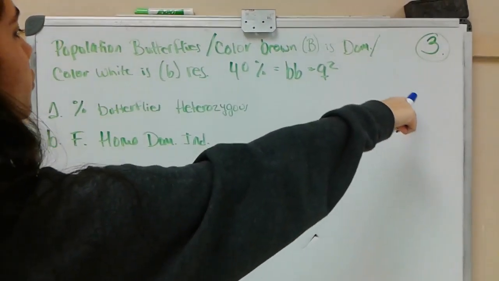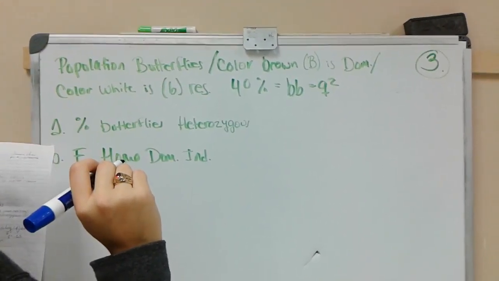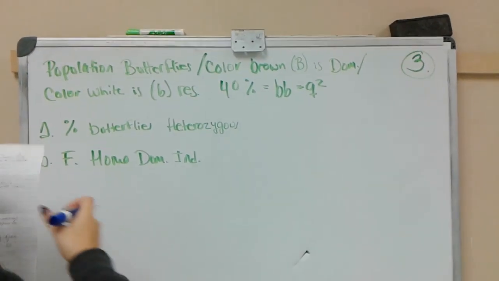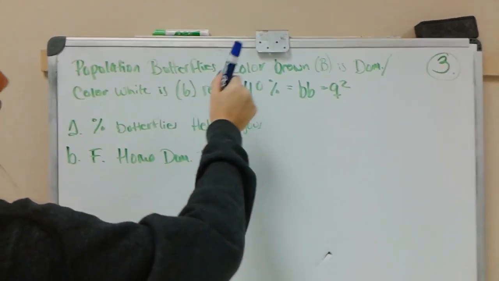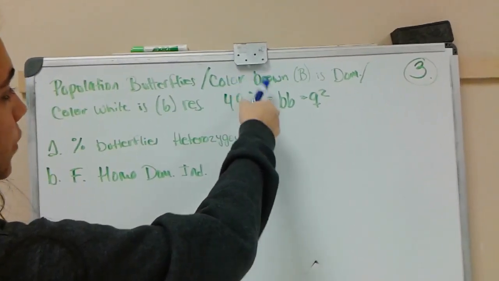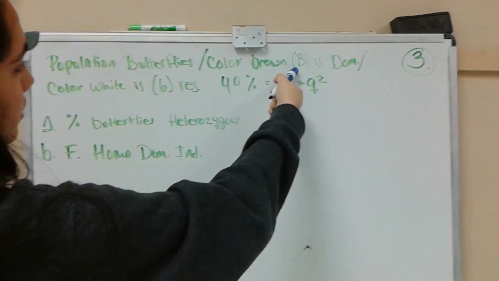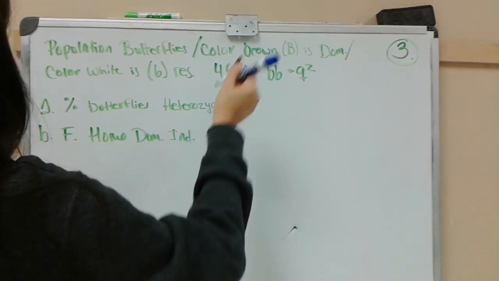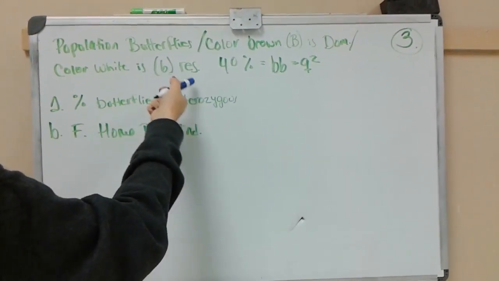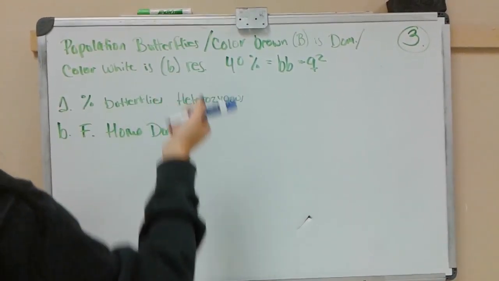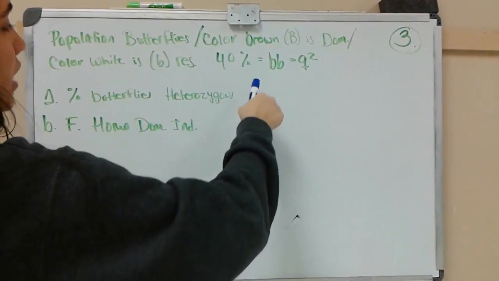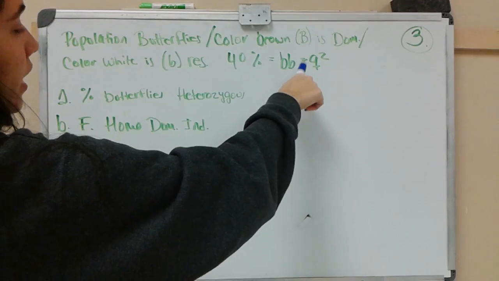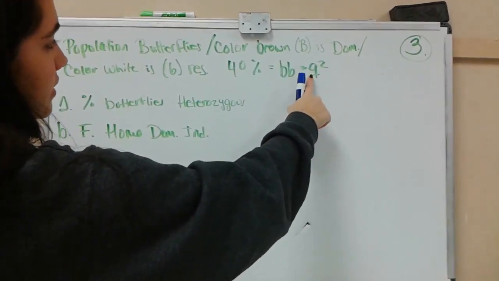Working out problem number 3 from the Hardy-Weinberg principle, the question basically states that a population of butterflies has the color brown, which is dominant and is represented by big B, and also has the color white, which is recessive, which is represented by little b.